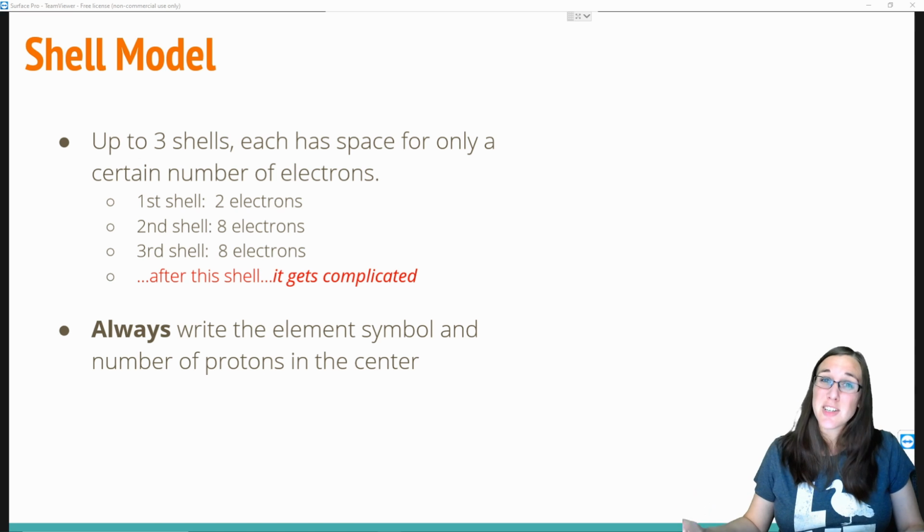But we still use shell models because they're helpful to model some certain things. But just keep in mind that they are intrinsically false in that the electrons do not exist in specific orbits around the nucleus. So please remember that.